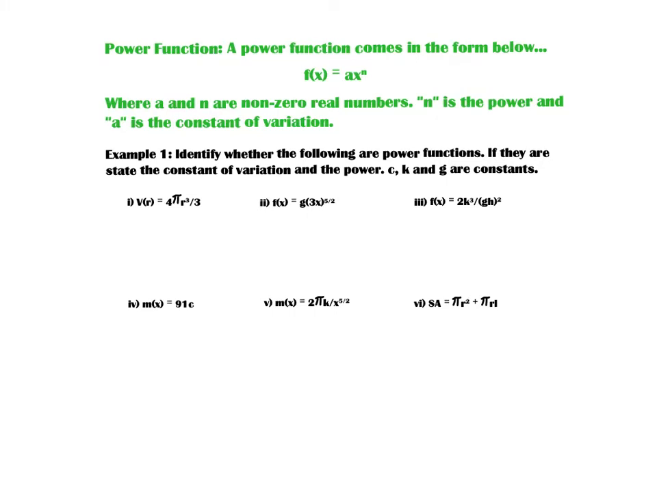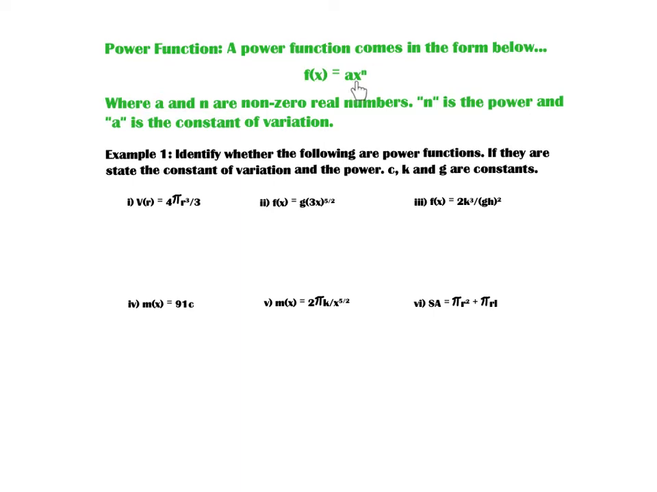So here we have a power function, which is a function that comes in the form given below. It'll come in the form f of x or g of x or whatever it might be with an independent variable, where we have a x to the nth power, where a and n are non-zero real numbers. n is called the power, and a is called the constant of variation. So this form right here is called a power function.